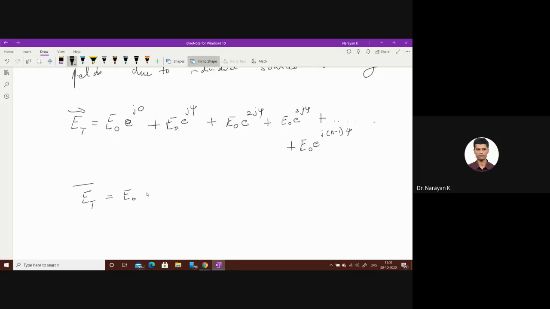If I take E naught outside, Purva Chandra Prakash, what equation should I write here? 1 plus, what will be this element? E power j psi. Very good. Plus e power j2 psi, plus e power j3 psi, plus so on, e power j n minus 1 psi.